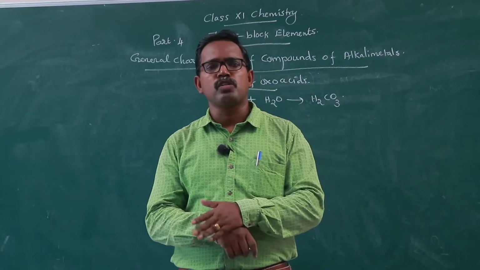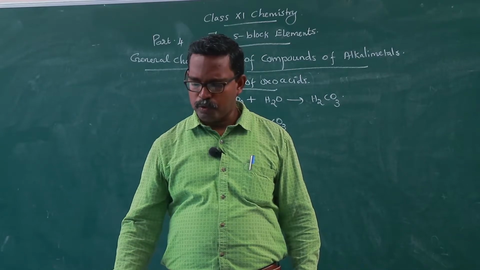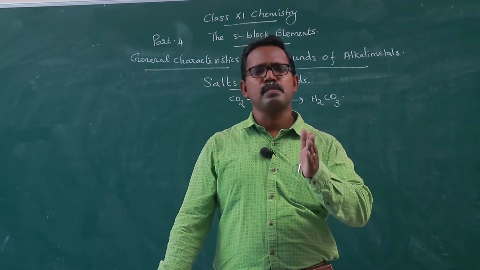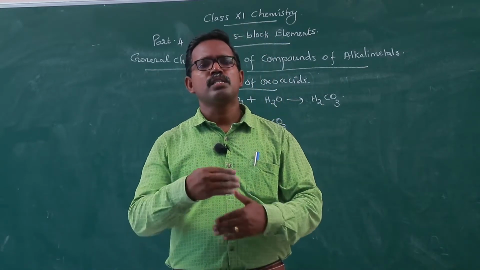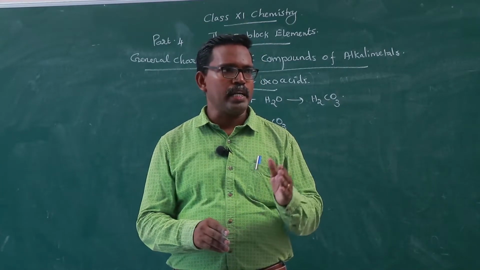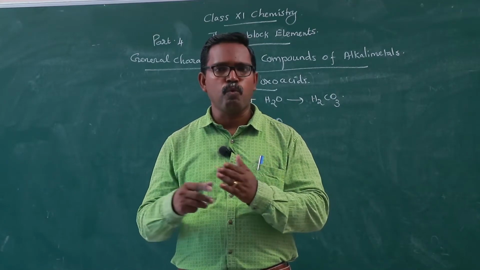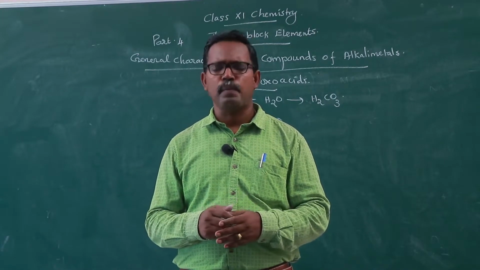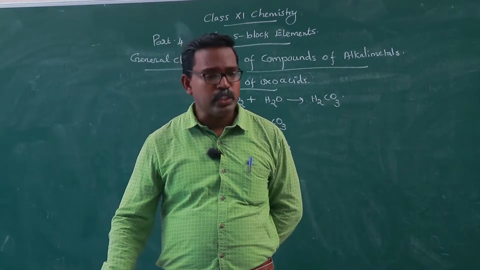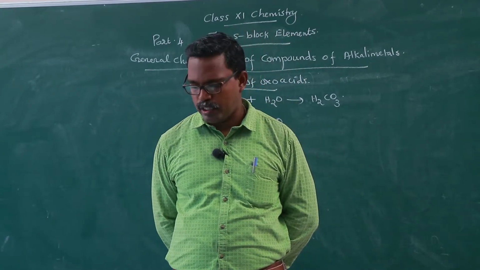It resembles the properties of a group 2 element called magnesium. Lithium resembles the properties of magnesium. This property is called diagonal relationship. The diagonal relationship is shown by the first group element, lithium, with the second group element, magnesium. And this is an anomalous or abnormal property of lithium.